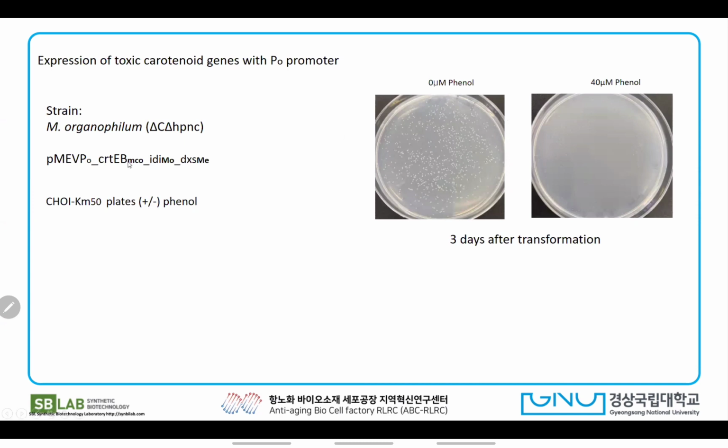So we cloned, with this MEV phenol inducible promoter, our genes CRTE and B, which were codon optimized for methylotrope, along with IDI and DXS.